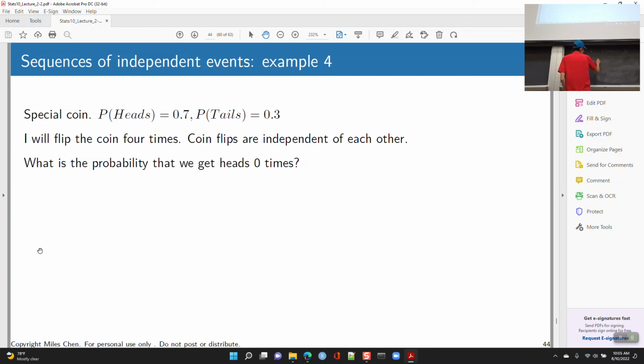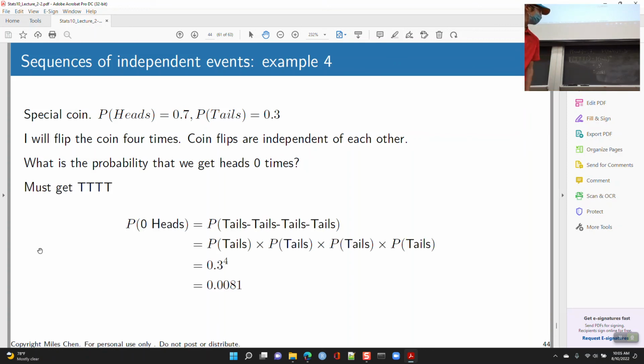So this is going to be probability of tails to the fourth power, 0.3 to the fourth power, 0.09 squared, 0.0081. Okay? Great. Only a couple more.